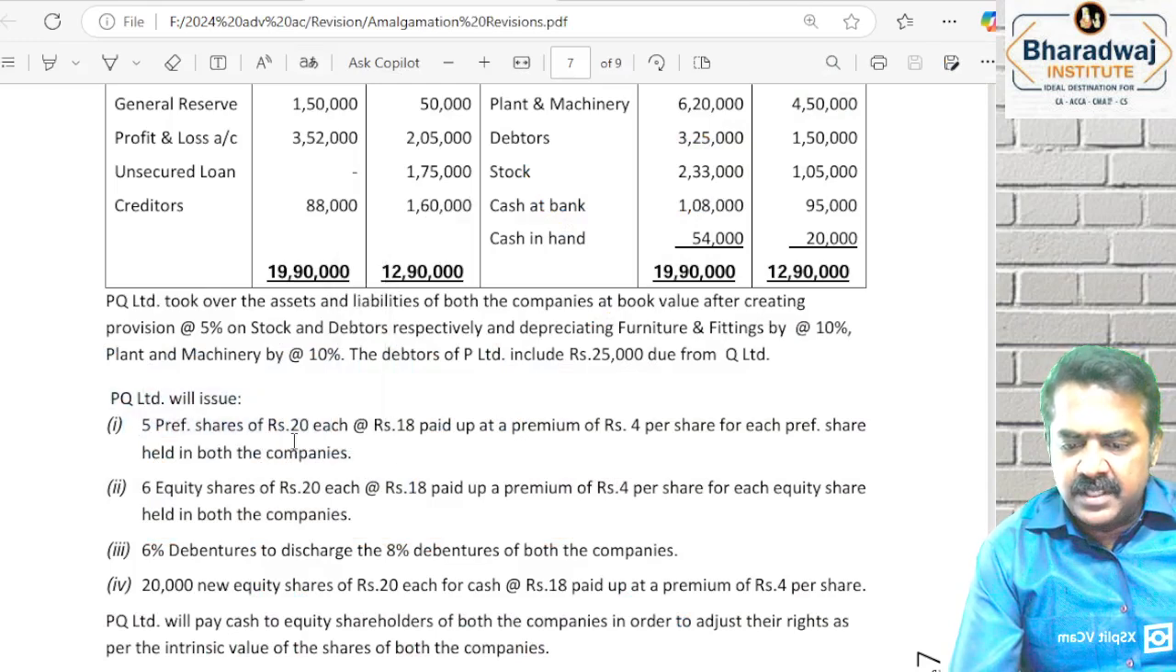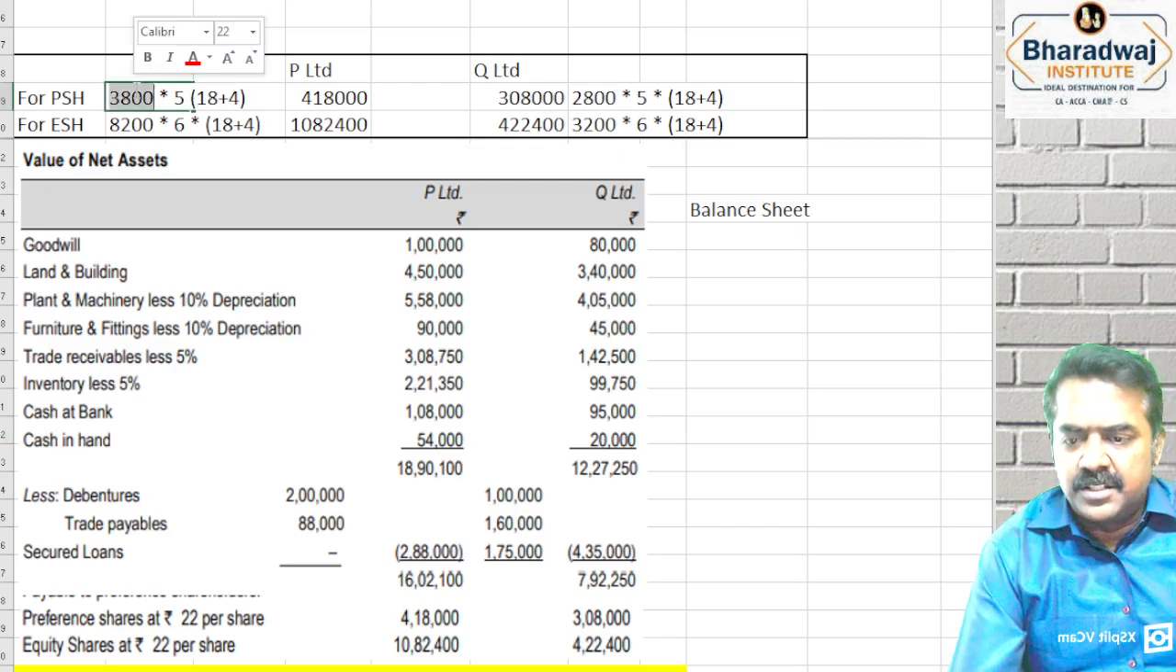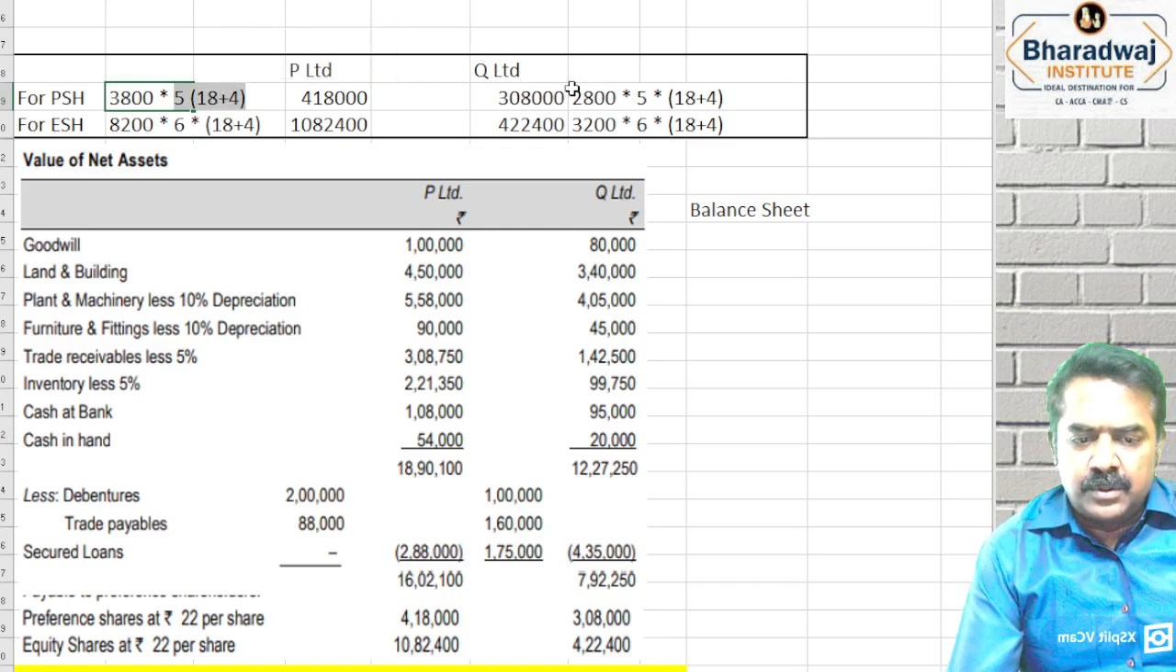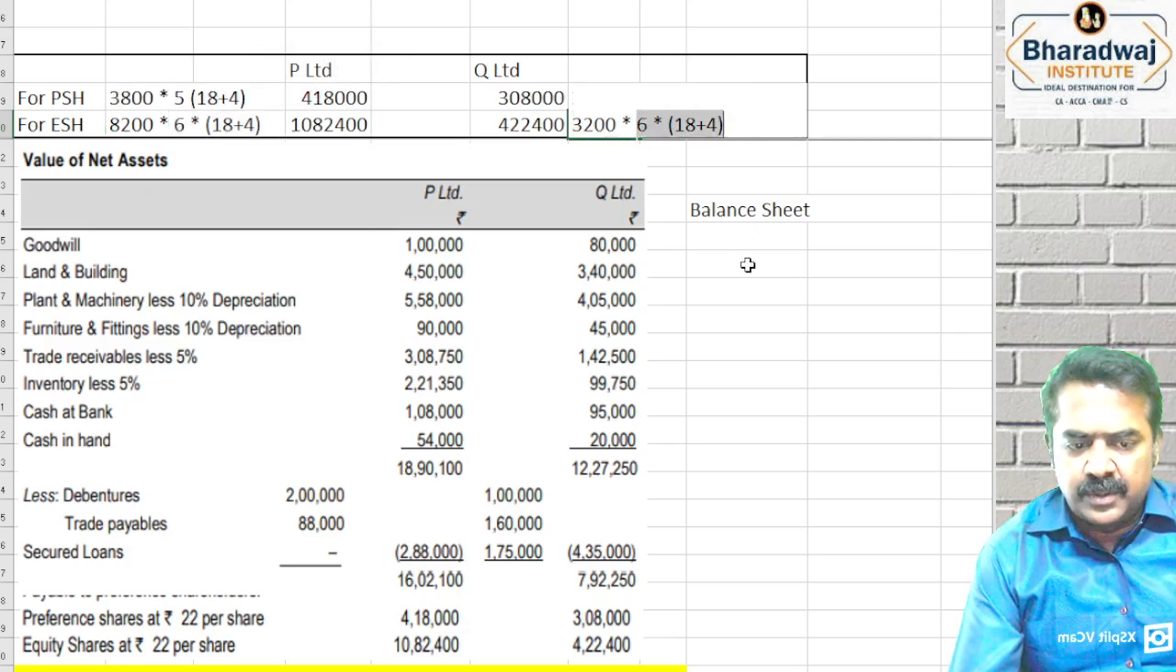So we are given the purchase consideration: 5 preference shares of 20 each, 18 paid up, at a premium of 4 rupees per share, for each preference share in the company. So 3,800 shares into 5 into 22, and 2,800 shares into 5 into 22. That is what is allotted. For equity shareholders, 8,200 shares into 6 shares are given in each company, so 3,200 into 6 into 22, like that.